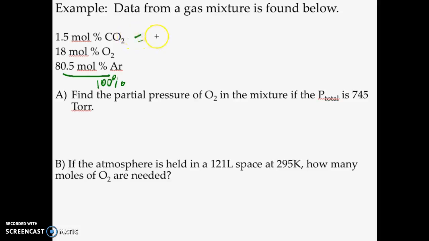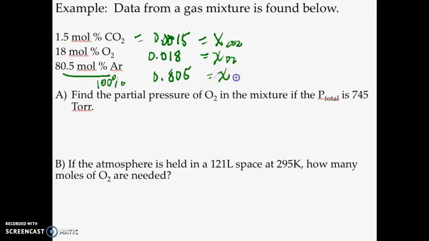So the mole fraction for this one will be 0.015. Missing a 0 here. And for this one, it's going to be 0.18. And this one's going to be 0.805. So these are the mole fractions. This is the mole fraction for CO2. This is the mole fraction for O2. This is the mole fraction for argon. And if you multiply these by the total pressure, you'll get the partial pressure.